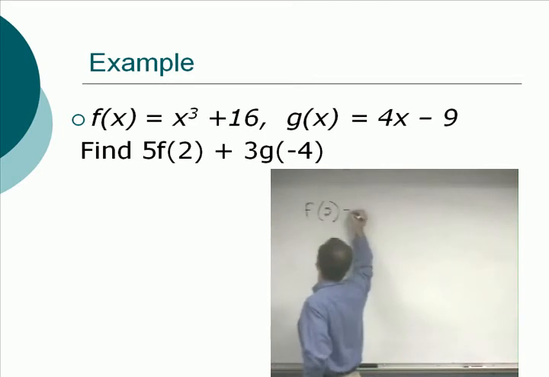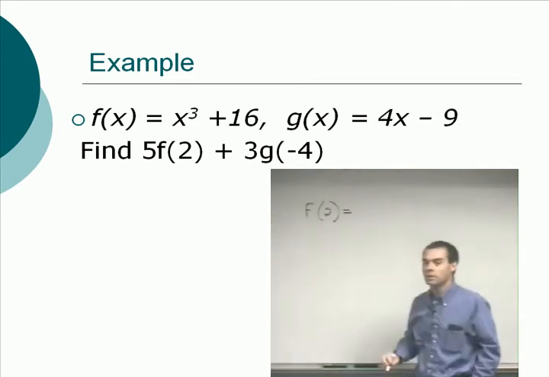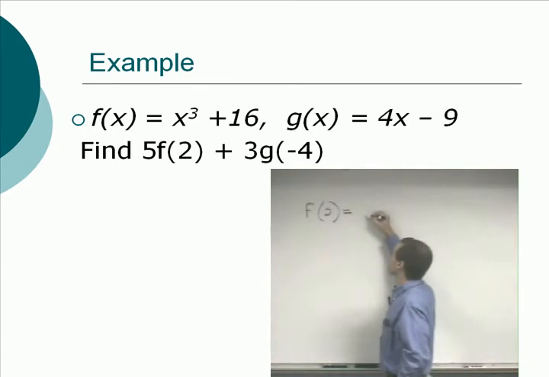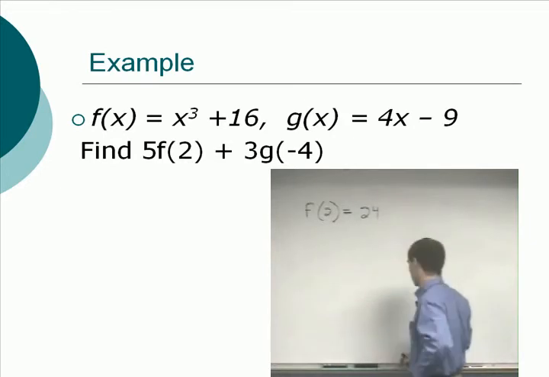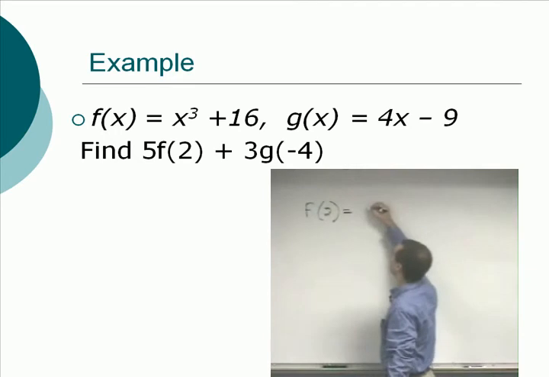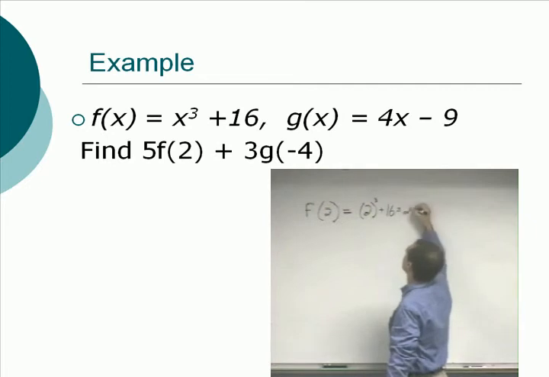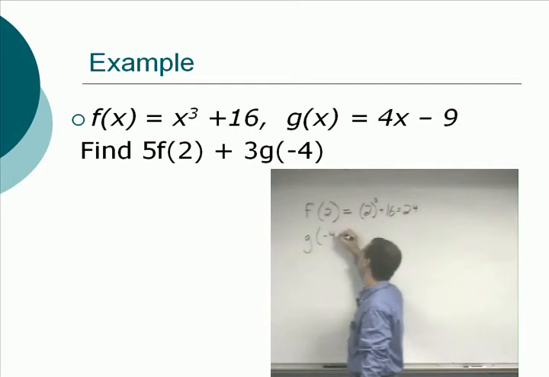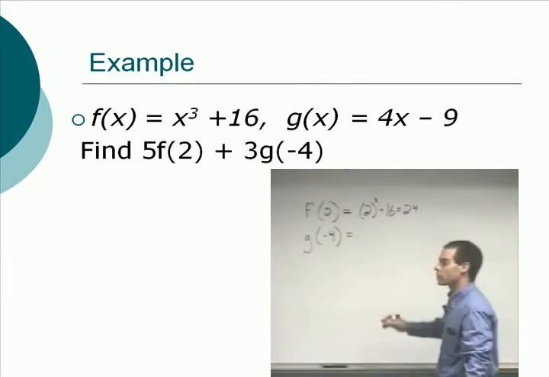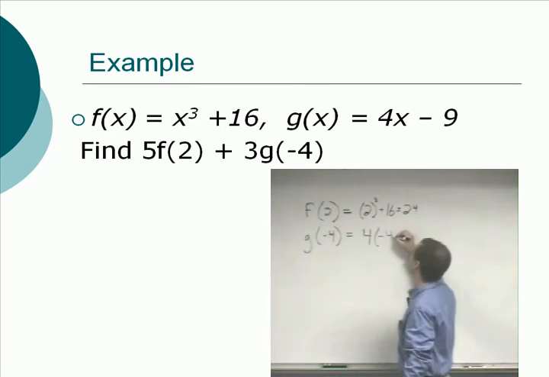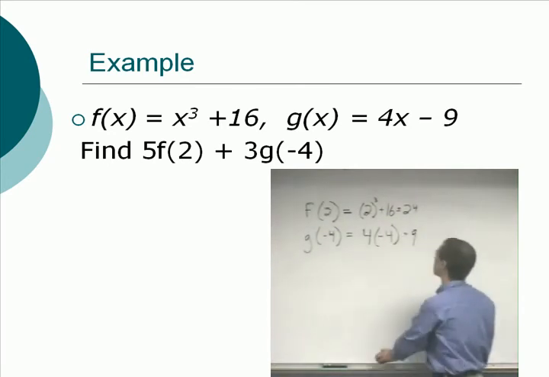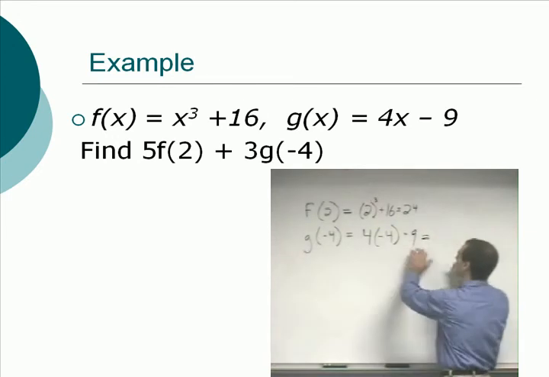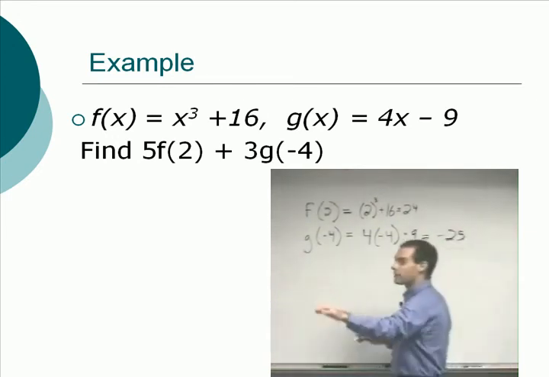f of 2. We did this a minute ago. F of 2 turned out to be 24. The reason that's true, to clarify, we had this up here before, but that's because 2 to the third power plus 16 equals 24. G of negative 4 is equal to 4 times negative 4 minus 9, and that turns out to be negative 25.